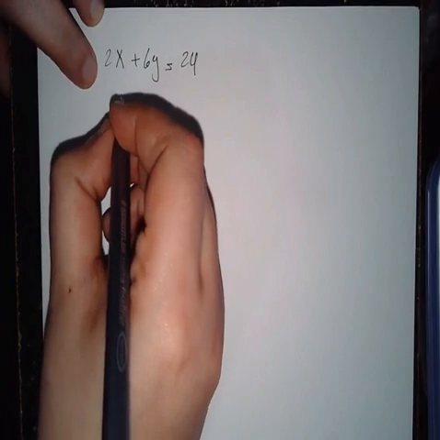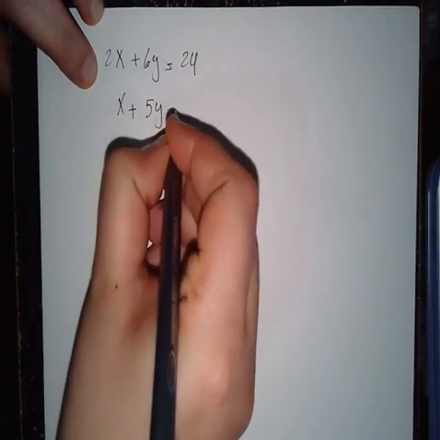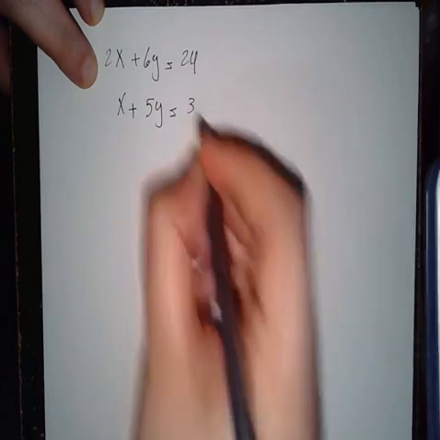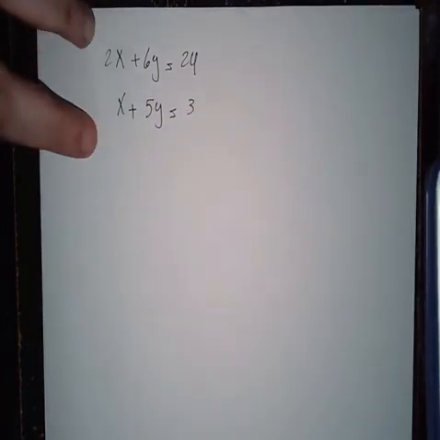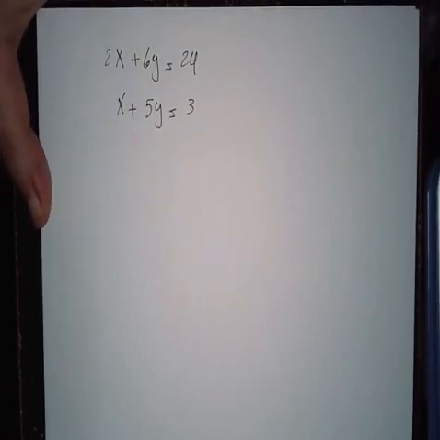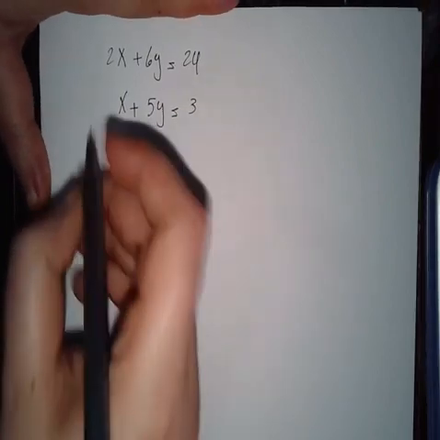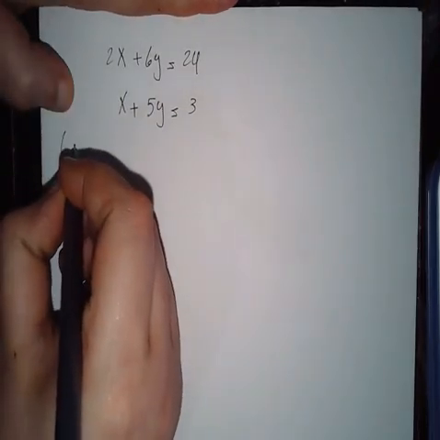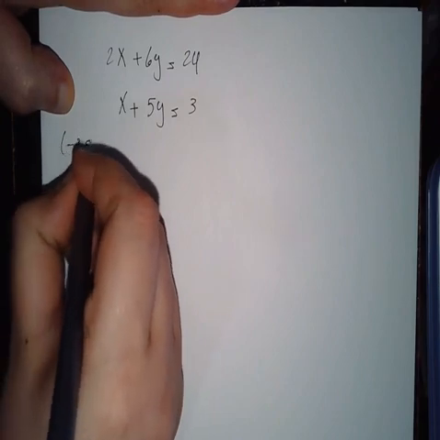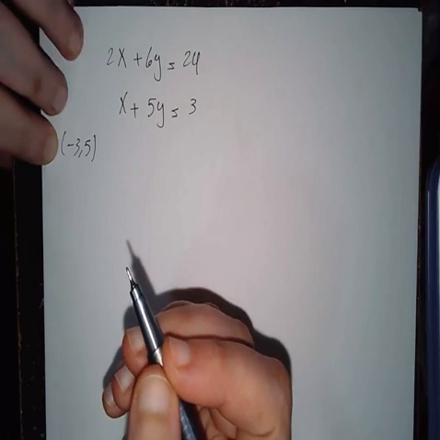And x plus 5y equals 3. So this is a system. It's two equations, not just one, each having two variables. Okay? So in this one, if I told you this point right here, the point (-3, 5), is a solution, can you tell me if that's true or not?